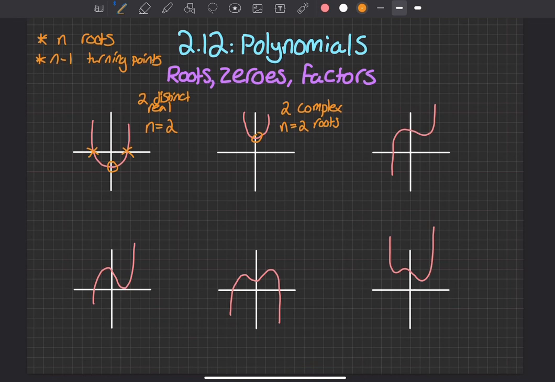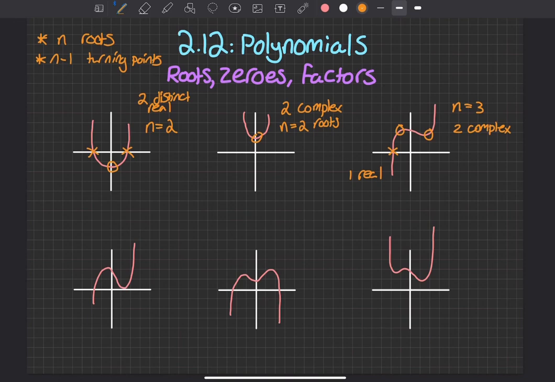So anyways, you move onto this third graph where you have 2 turning points, which means n equals 3. And you see that, again, it crosses the x-axis only twice. So here you have one real root and 2 complex roots, right? One real, 2 complex, 3 roots.